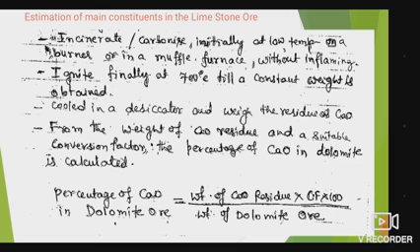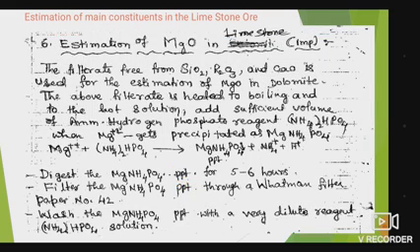Cool in a desiccator and weigh the residue as calcium oxide. From the weight of calcium oxide residue and a suitable conversion factor, the percentage of calcium oxide in the dolomite ore is calculated. So, percentage of calcium oxide in dolomite ore is equal to weight of calcium oxide residue into conversion factor into 100 divided by weight of dolomite ore or limestone ore. So in this way we can estimate the amount of calcium oxide, as calcium oxalate, present in the limestone ore.